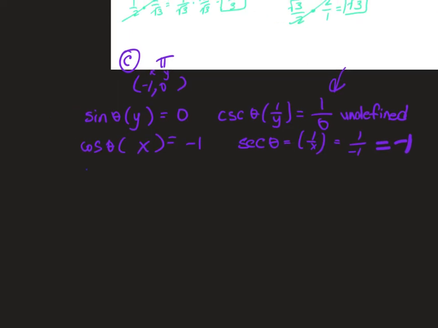All right, lastly, we have tangent of theta is y over x. What's your y value? 0 over your x value is -1. So what's my answer here? Yep, why am I writing that? It is 0.